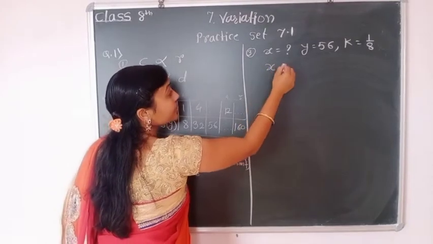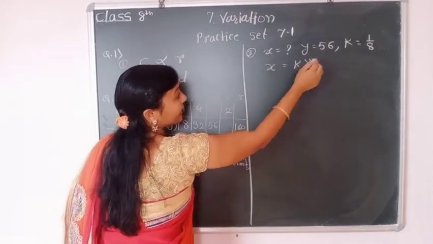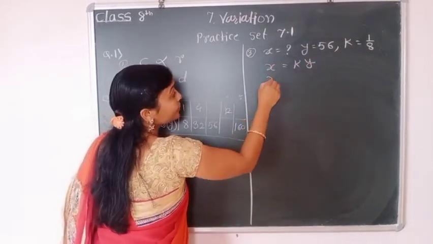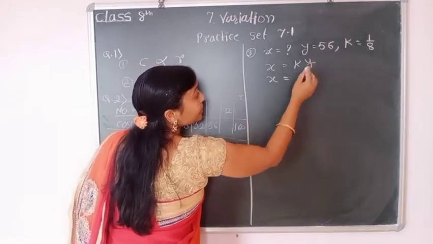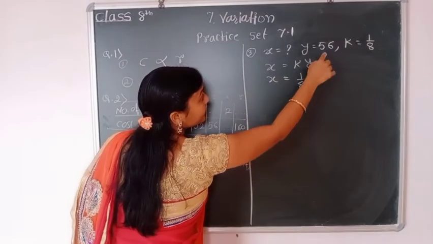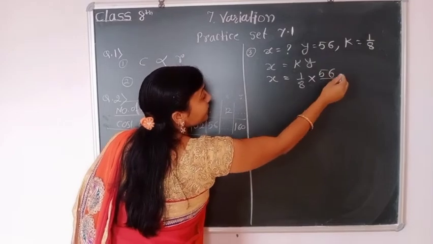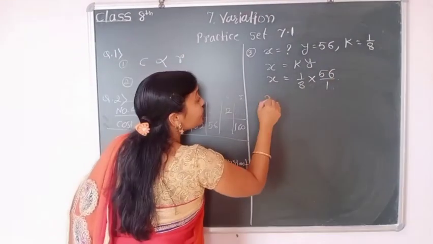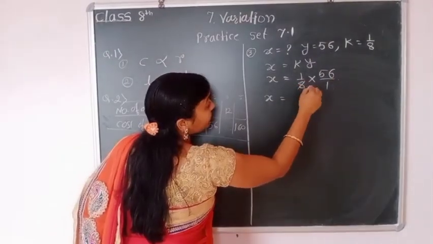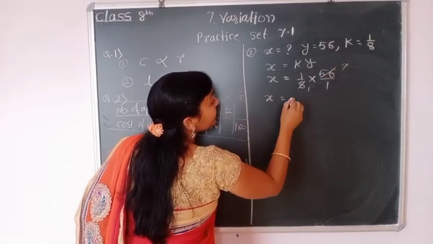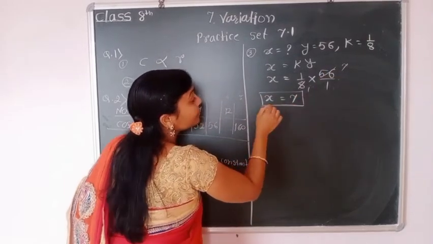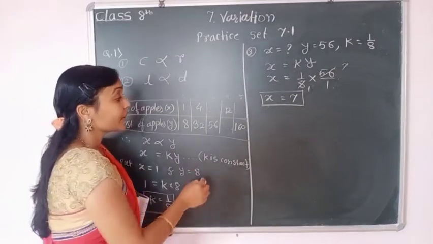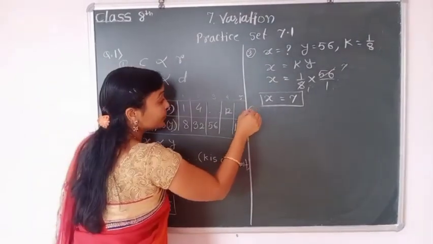Then our equation is x is equal to ky. X we don't know, k is equal to 1 by 8 and y is 56. Here the denominator means 1. So x equal to 8 1 is 8, 8 7 is 56, x is equal to 7. Okay, now we solve the fourth example.